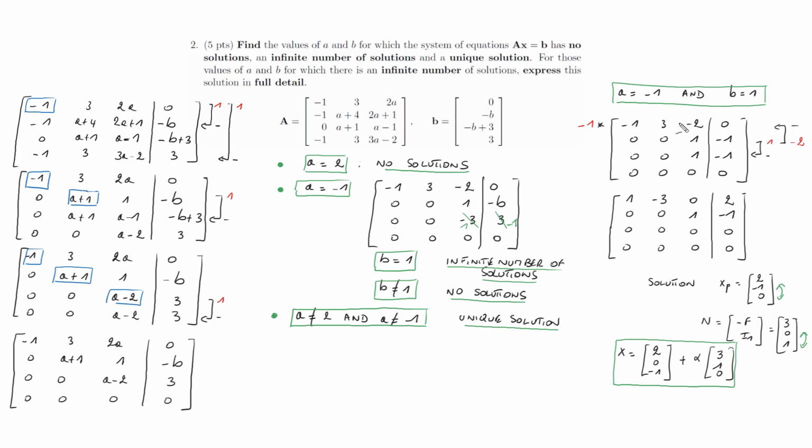We have to create a 0 above the pivot over here, right? And then we have to multiply the line by -1 so that we create a 1 over here. If you do this, this is what you obtain, right? And now we know what to do if the system is in this form here.